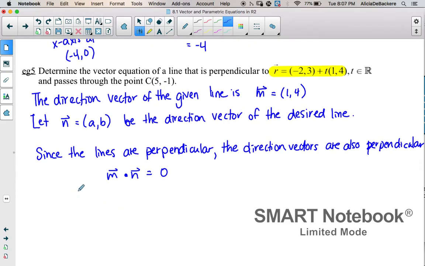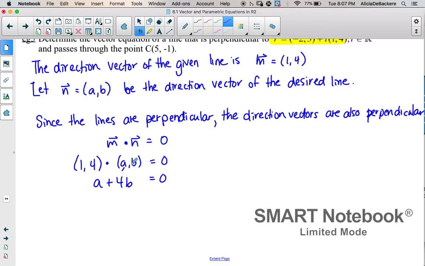So I'm going to set up here, I've got 1, 4, dotting with a, b. I'm going to get 0. And then for the dot product, I'm just multiplying the x's together, so 1 times a, and then I'm adding the product of the y coordinates, so 4 times b, and that just equals 0. Remember that for the dot product, I'm getting a scalar, not a vector anymore. So this is just a number. So what I'm looking for then is a pair of numbers a and b that satisfy this equation.